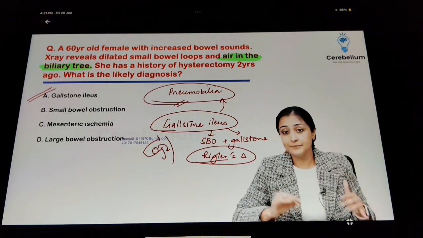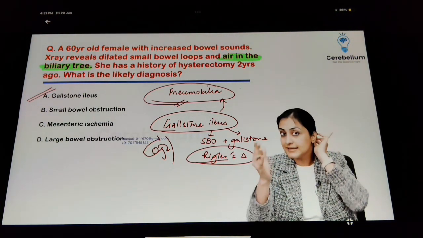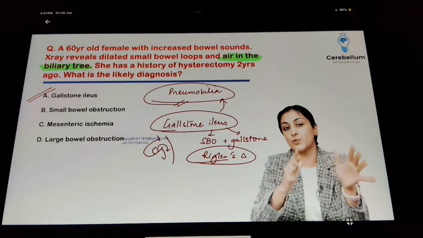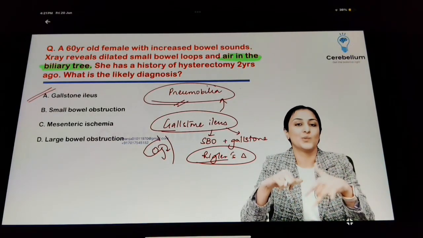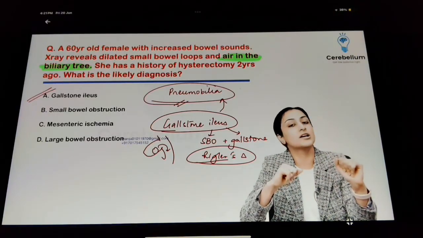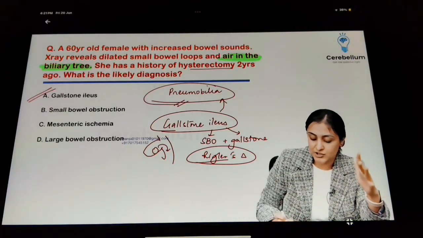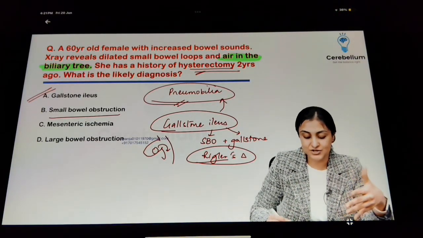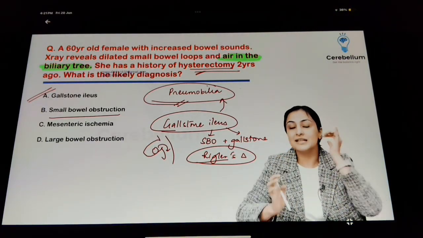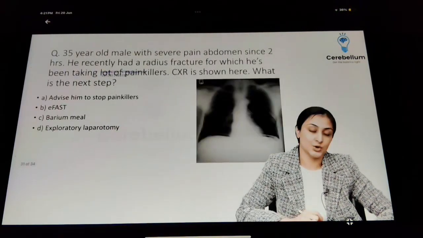Remember, pneumobilia, gallstone ileus. Portal venous gas, think necrotizing enterocolitis. So both of these are buzzwords. Portal venous gas, think of NEC. We remember stage 2B. We've studied that in pediatrics. But what is gallstone ileus? Pneumobilia, air in the biliary tree. Understood? Don't be fixated on this history of hysterectomy. So a lot of students ended up marking small bowel obstruction because of adhesions. They thought it's adhesions, but no. Air in the biliary tree can't be seen in any adhesive obstruction, right? It will only be seen in gallstone ileus.